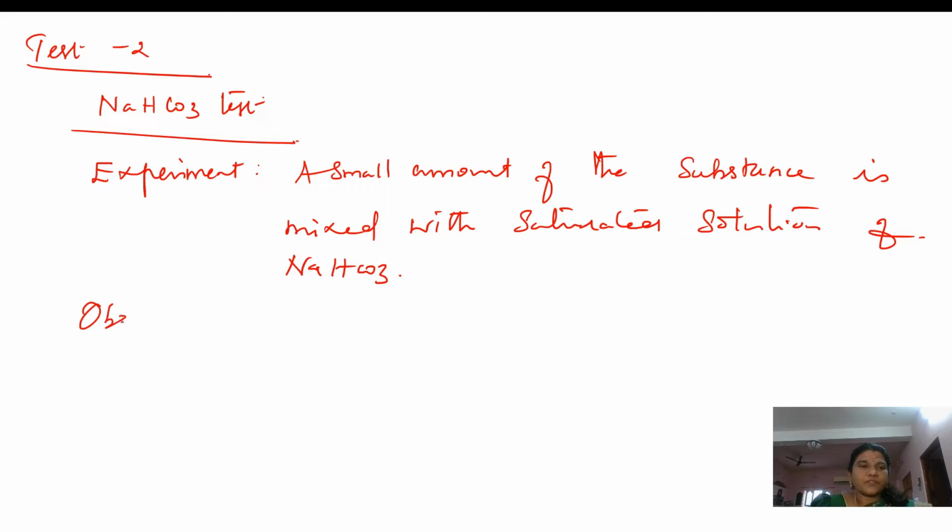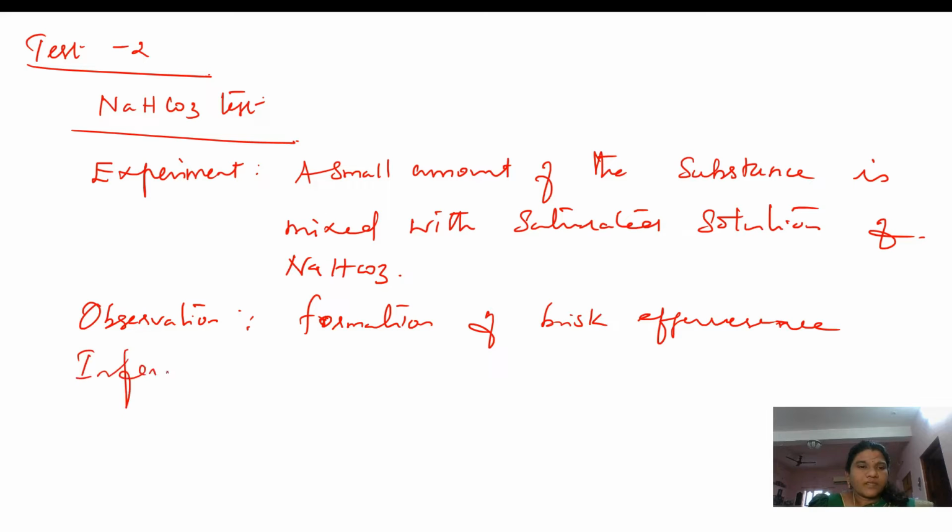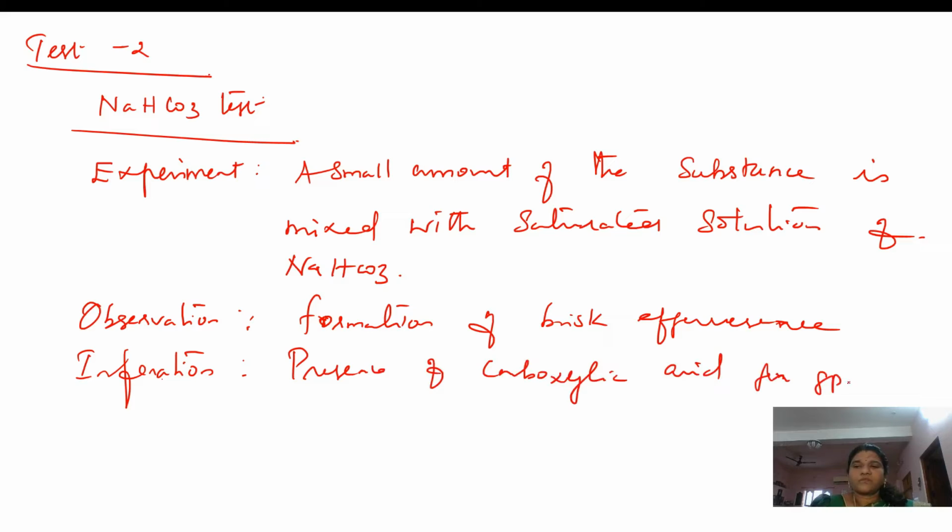What is the observation? The observation here is the formation of brisk effervescence. The conclusion is the presence of the carboxylic acid functional group. If there is no brisk effervescence, it indicates the absence of the carboxylic acid functional group.